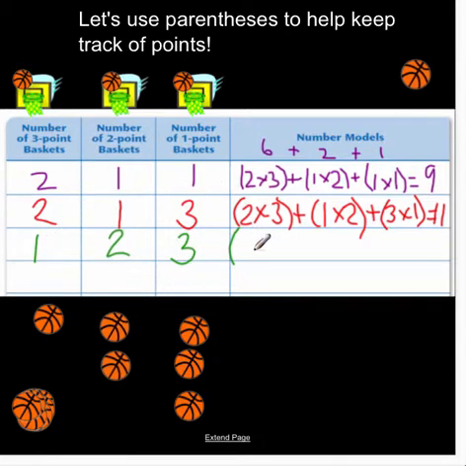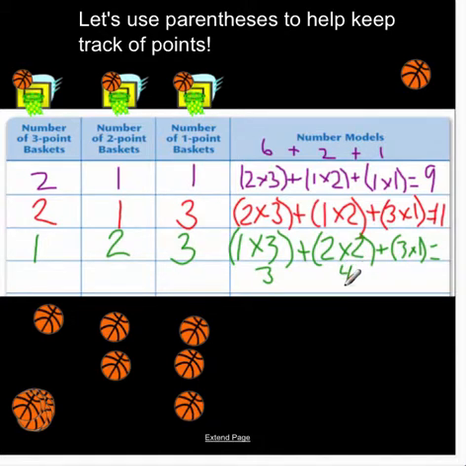We have 1 times 3 plus 2 times 2 plus our final 1-point baskets, 3 times 1. Our goal was to get to 10. Let's see how we did. Here we had 3, here we have 4, that's 7, plus 3 more. Yep, we ended up making it to 10.